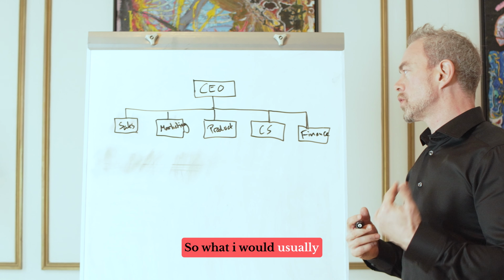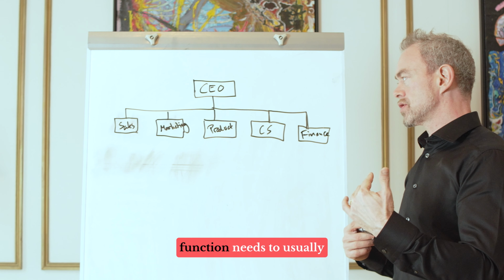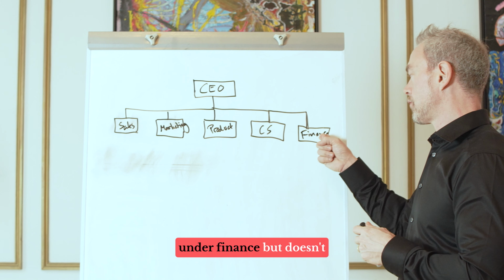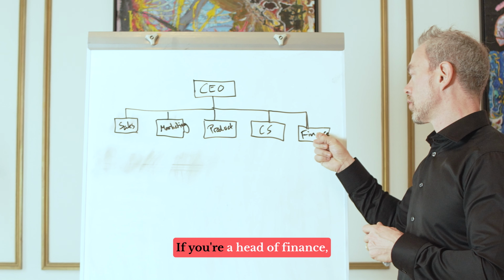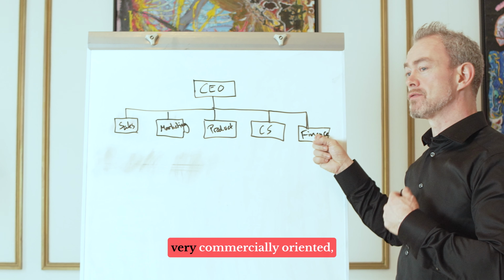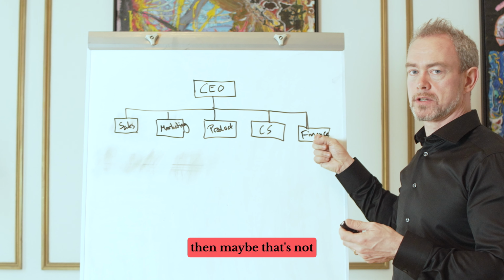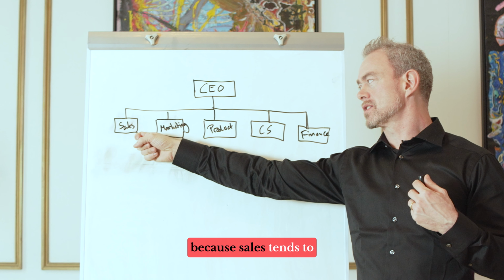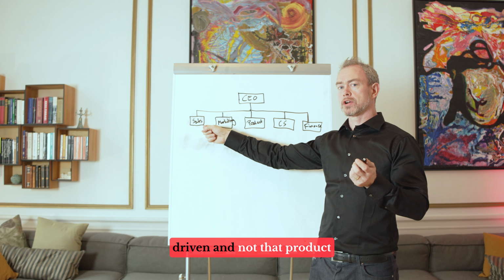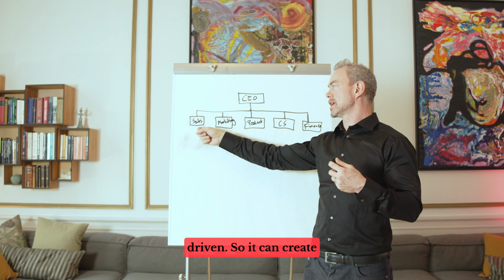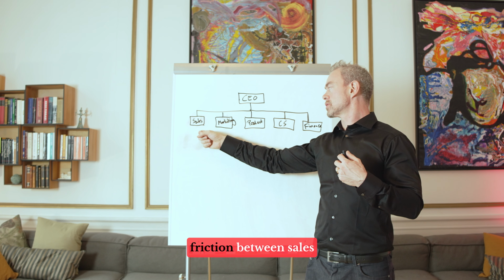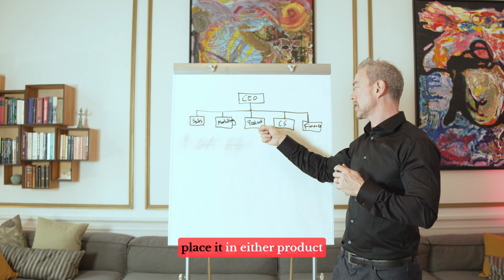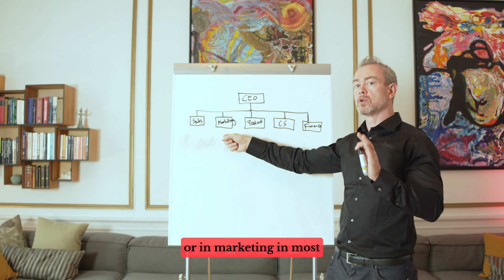So what I would usually say is that the pricing function usually needs to be lodged under one of these. It can be under finance, but doesn't necessarily have to be. If your head of finance, your VP finance, isn't very commercially oriented, then maybe that's not a good step. It can be under sales, but usually I would say maybe not, because sales tends to be very, very revenue driven and not that product driven. So it can create some unnecessary friction between sales and product if it's lodged in sales. So I usually place it in either product or in marketing in most of these org charts.